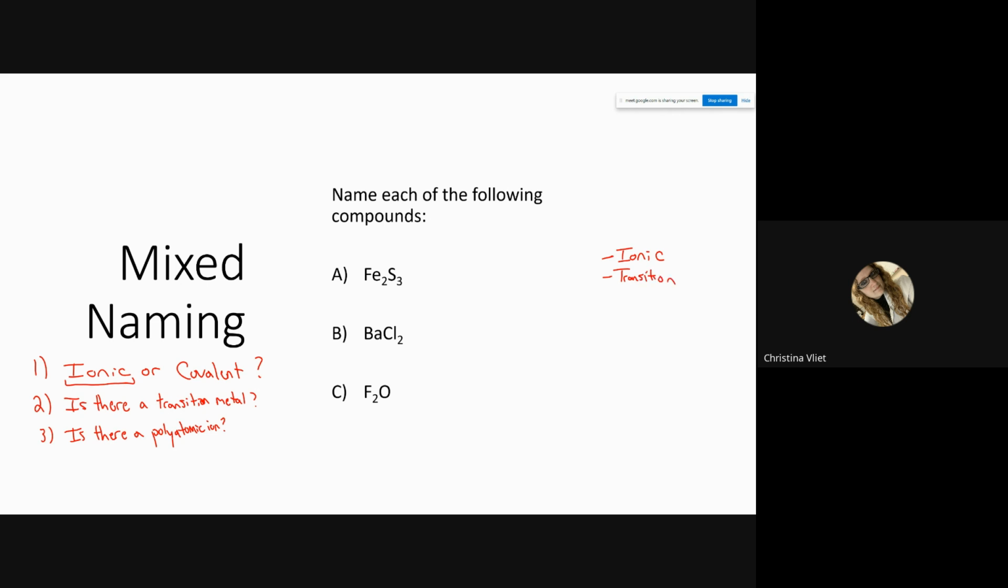And so that's enough information to tell me what I need to do. What do I need to do then to name this? Transition metal means what? Roman numeral. Because remember we use the reverse crisscross to figure out what the charge is. This is iron with a +3 charge. So that means this is iron, III, because it's iron with a +3 charge, and then sulfide. Iron(III) sulfide.